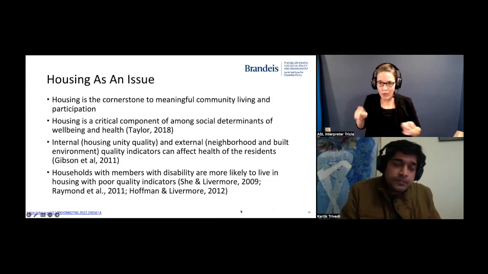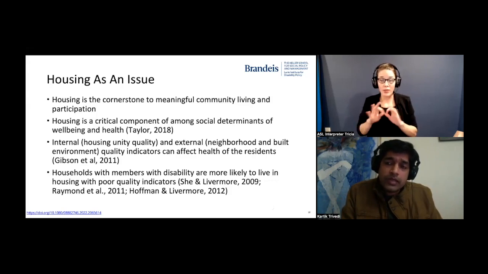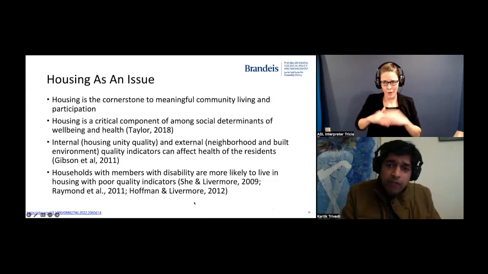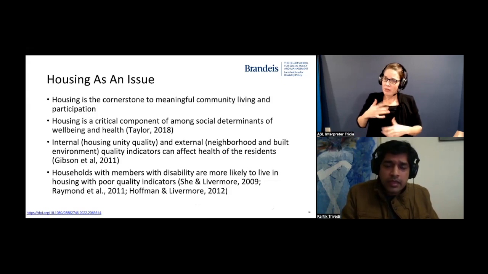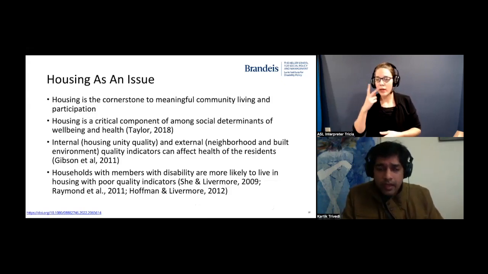Housing is also important for physical and mental well-being. It's a place where you feel comfortable. It's a place where you get to invite people and be with community. It's a place of engagement. And the research over the years points towards that.